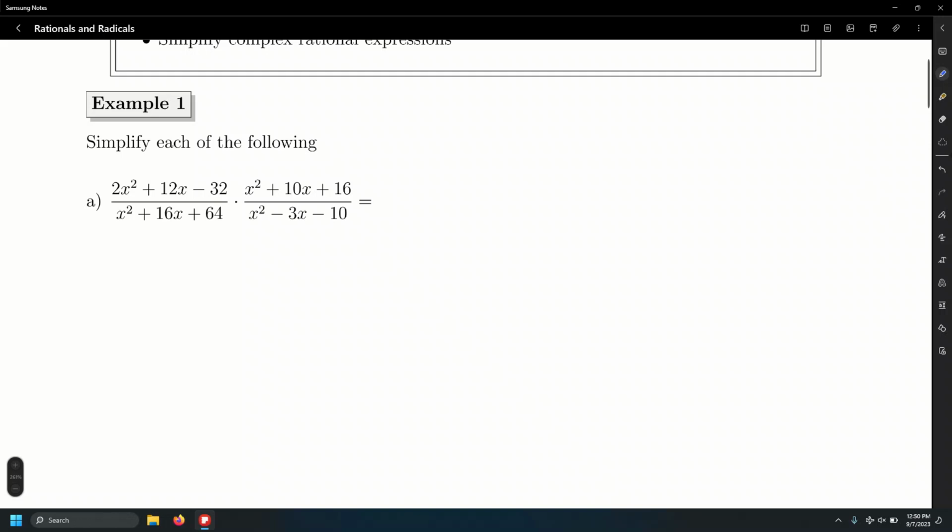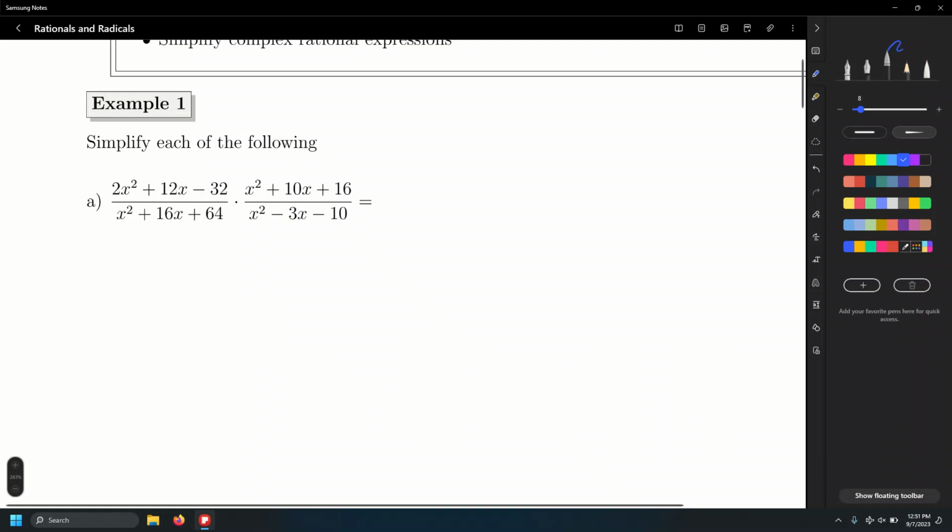All right, so we have polynomial over polynomial times another polynomial over polynomial, and no, don't do this. We cannot cancel terms like this. That's not how we do it. So instead, what do we have to do? We have to factor every single polynomial, and I'm going to do that on the side with all the techniques that we learned in the previous couple of lectures.